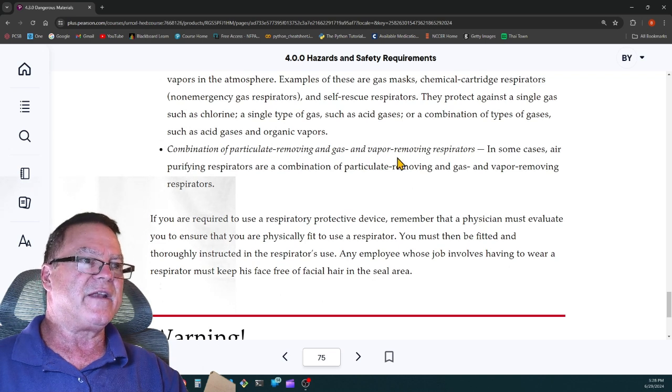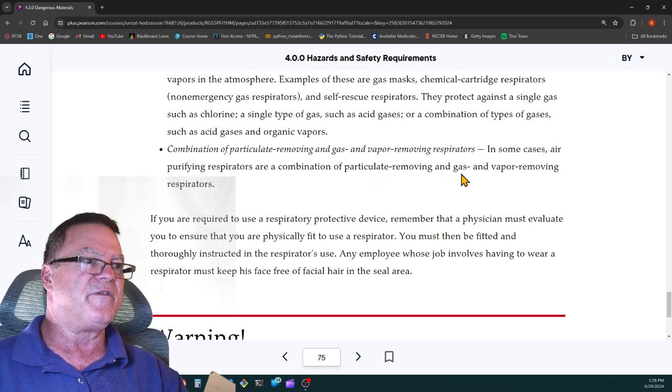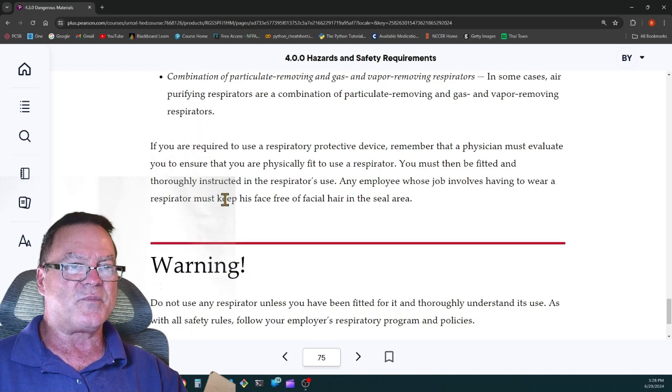Combination of particulate removing and gas and vapor removing respirators. In some cases, air purifying respirators are a combination of particulate removing and gas and vapor removing respirators.